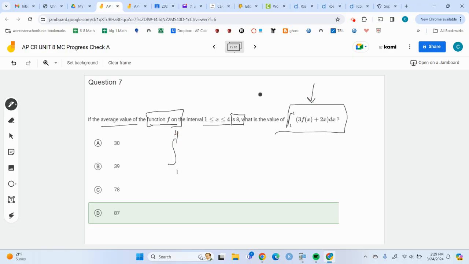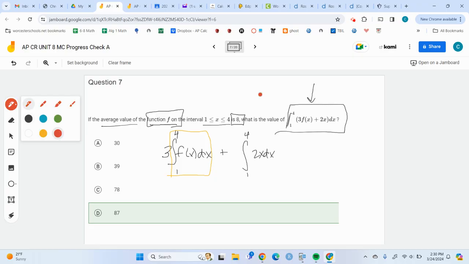And I'm going to break it up into 2 separate integrals. And I'm also going to take the 3 out of the f of x integral. And I'm going to keep the 2 with the x here because it's not that complicated. All right, so here's the deal. How do I know what this is? Because I don't even know what f of x is.